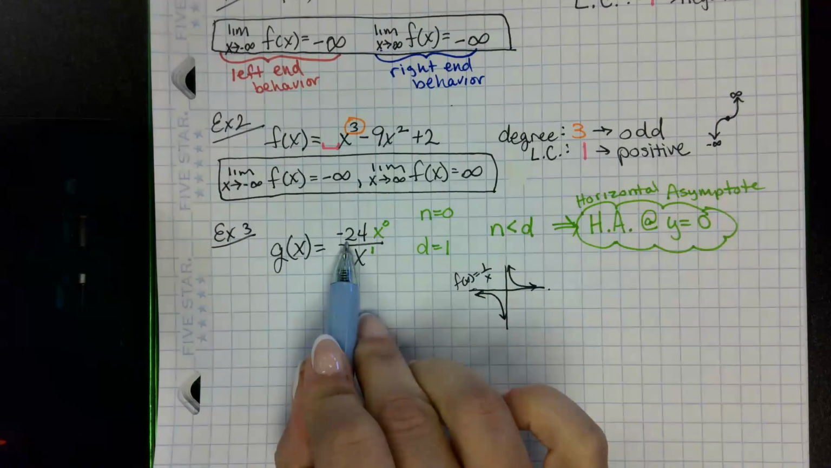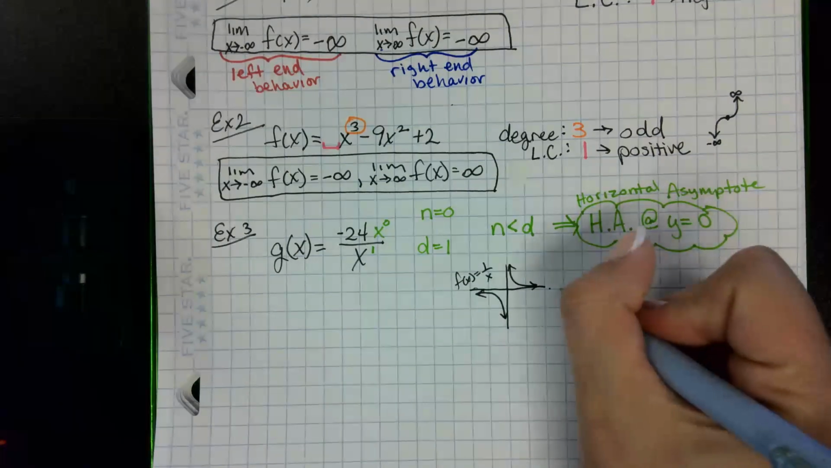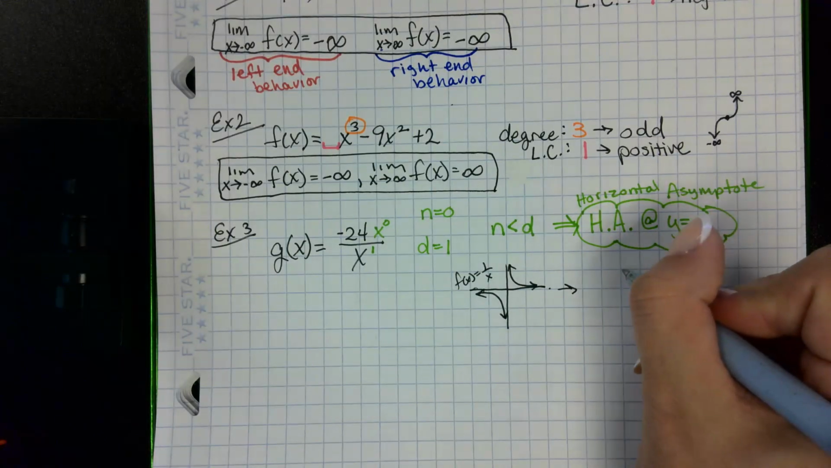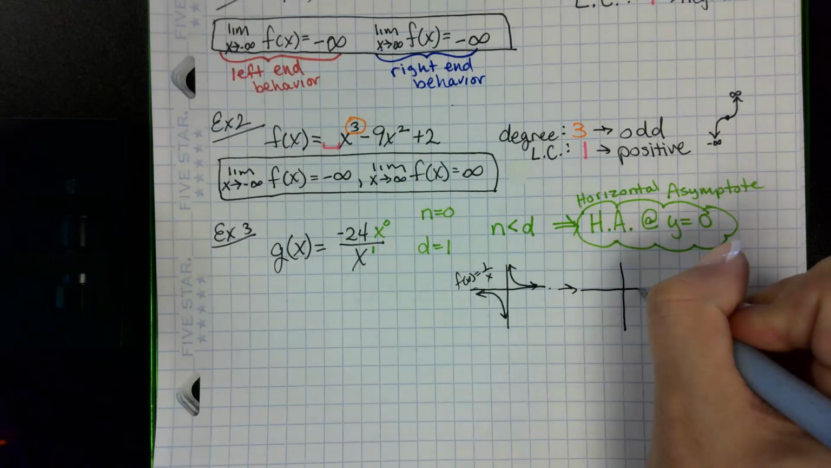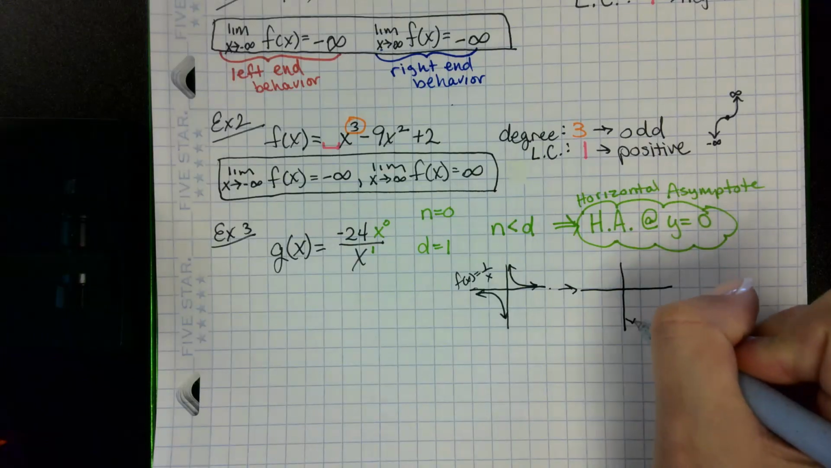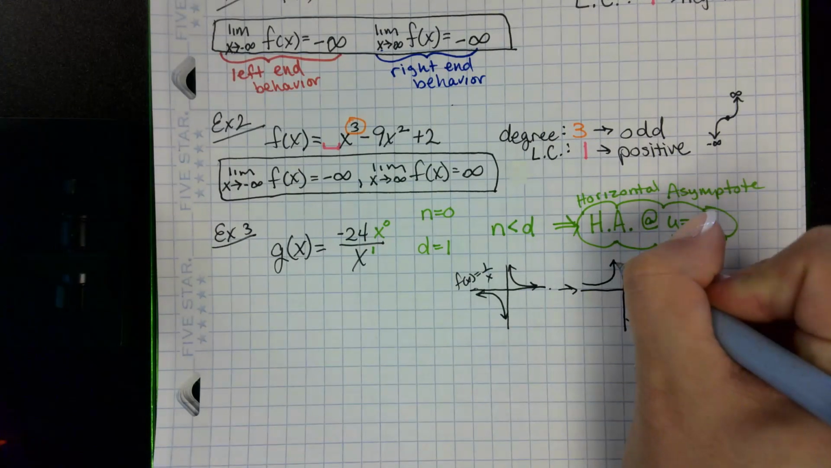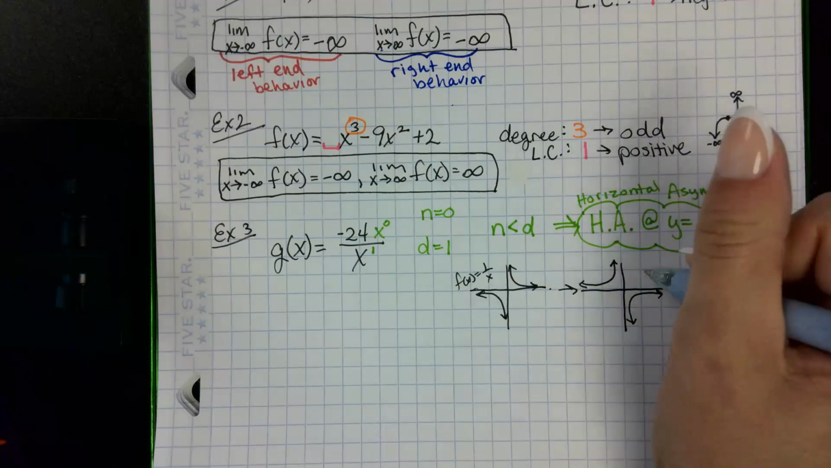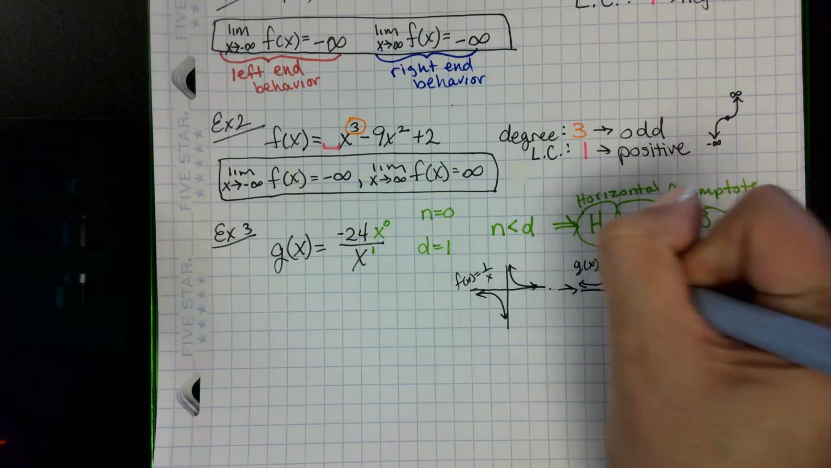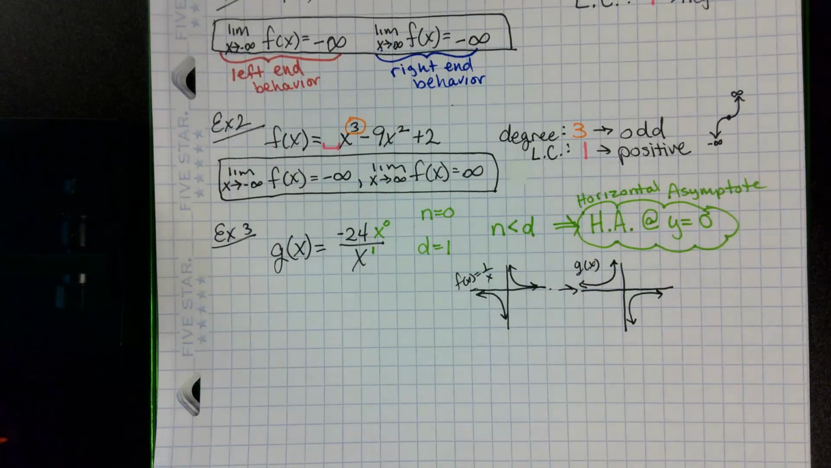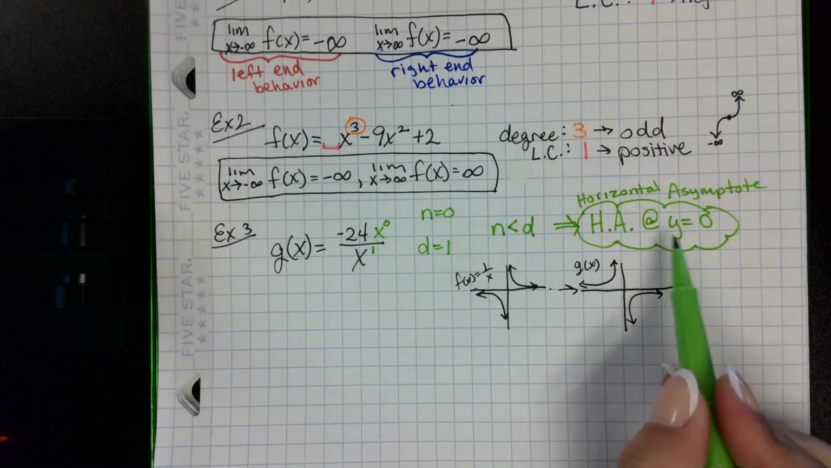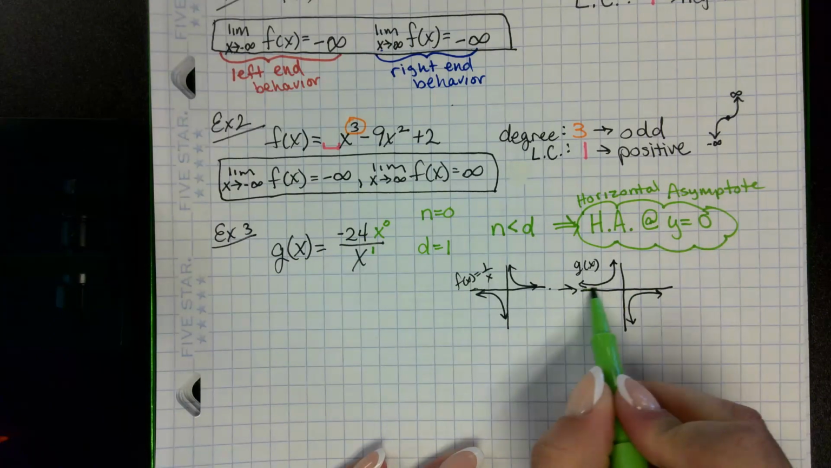But this one is negative, so that means I have it flipped. So it's going to be like this. This is g of x. And I have this horizontal asymptote at y equals 0. Here's 0.